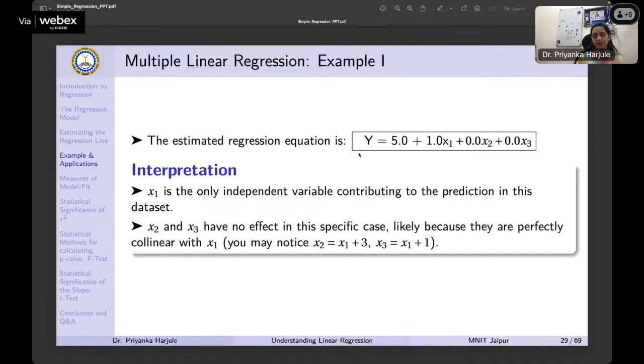dependent variable y. Okay, so this is another interpretation of your linear regression, wherein you can find the contributions of different independent variables on your dependent variable.